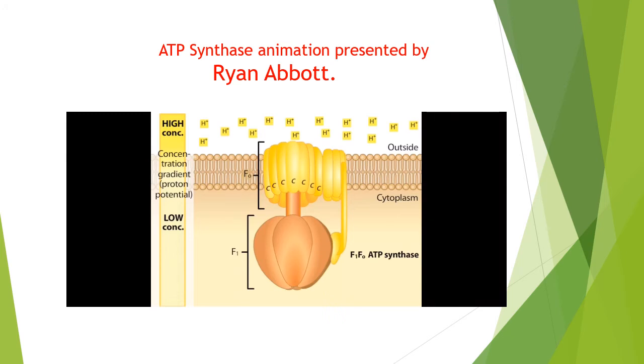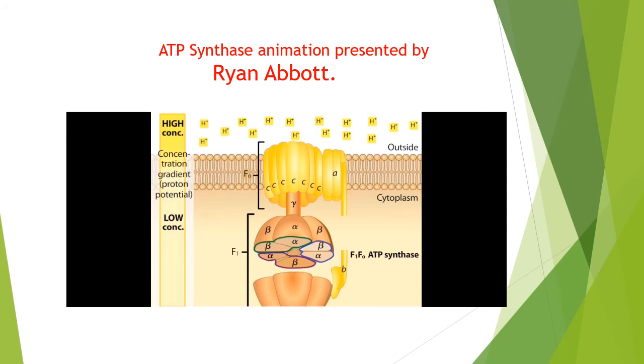A central stalk, called the gamma subunit, extends from FO through F1. Surrounding the gamma subunit in F1 are three pairs of alpha and beta subunits, which serve as the sites of ATP synthesis. Other subunits, designated A and B, connect the F1 knob to the membrane.